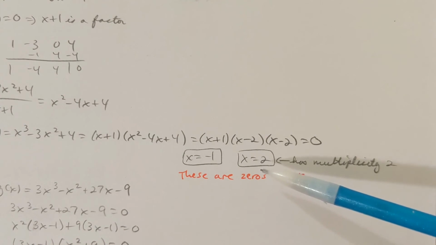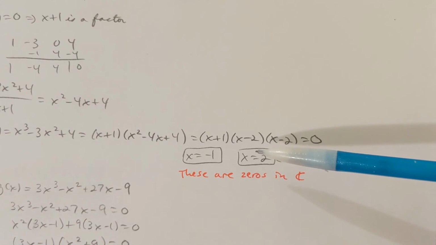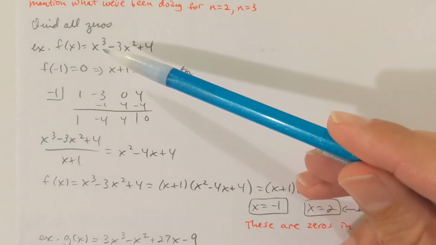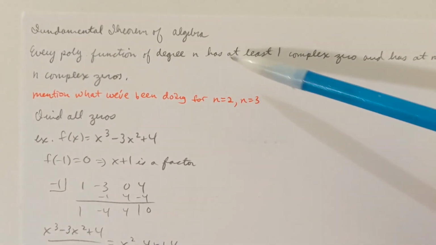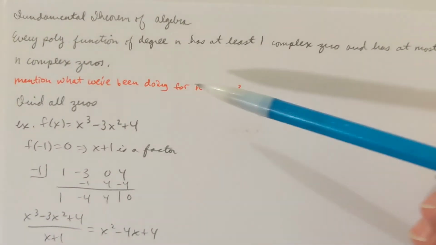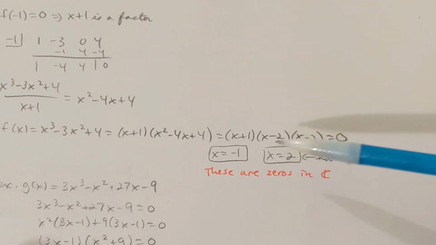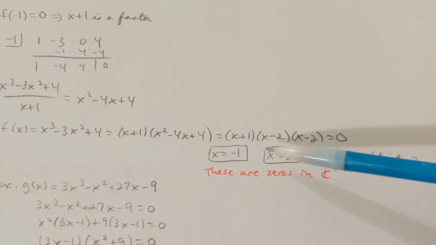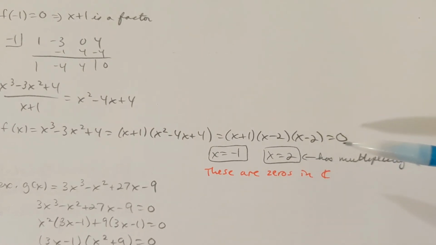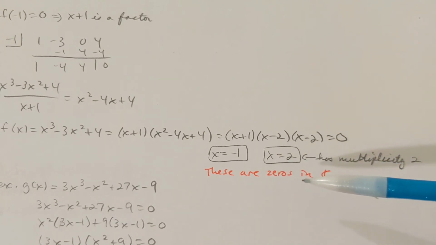That is important. We need to think of this as a polynomial that has 3 answers. I've got a degree 3 polynomial, so by the fundamental theorem, I know I've got 3 answers. All 3 of these numbers are in the complex number system. Negative 1 plus 0 times i, 2 plus 0 times i. So these are all 3 complex numbers.